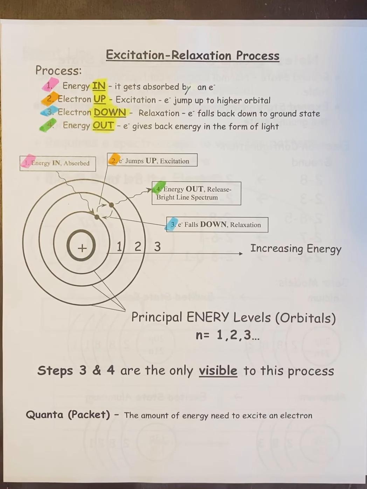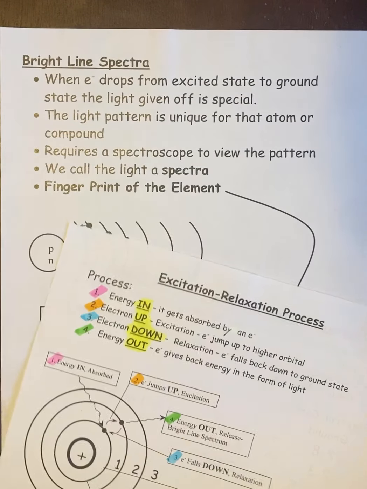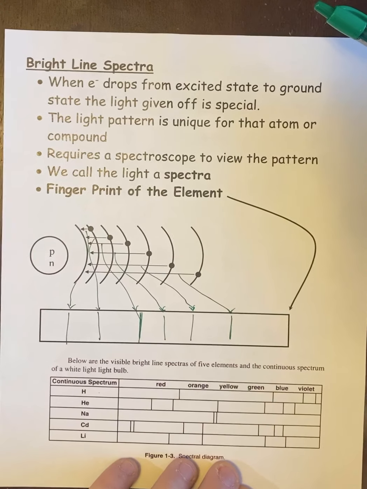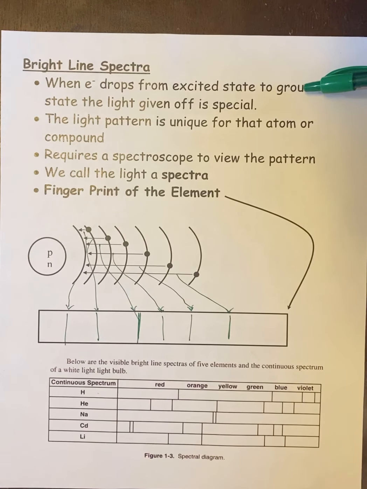Last bit, why do we care? Some of you may not at all, but for science purposes, why do we care? Here's the reason why. Turns out the light that gets given out creates a bright line spectrum. Bright line spectrums are unique, and this is another example where I have it pre-written, sorry. That light creates what's called a bright line spectra. That is a pattern of light that is unique to every atom and every compound ever.